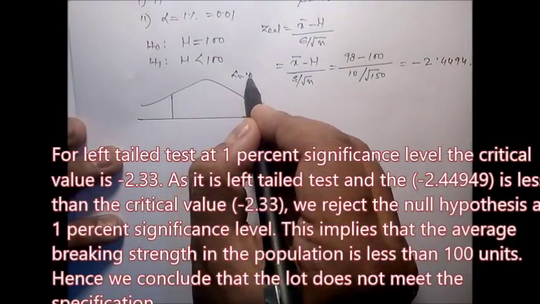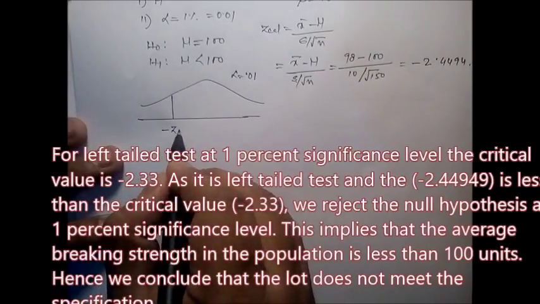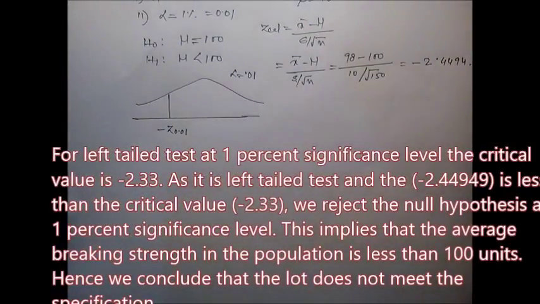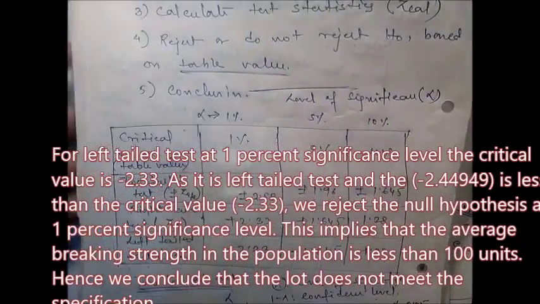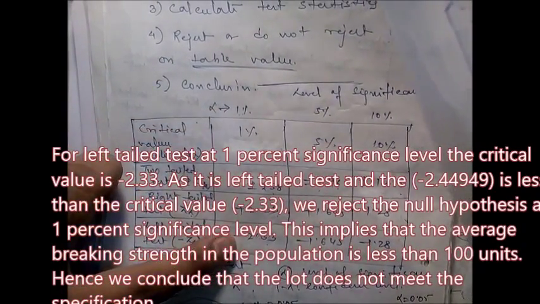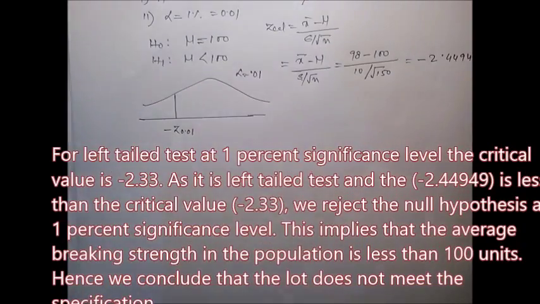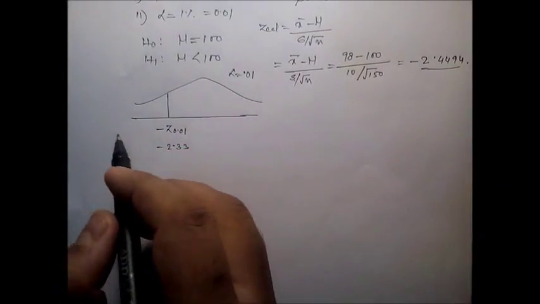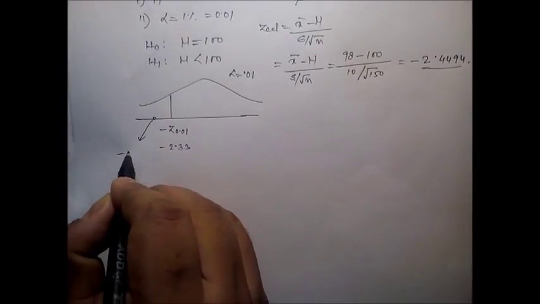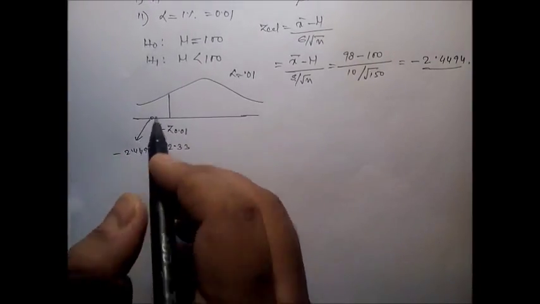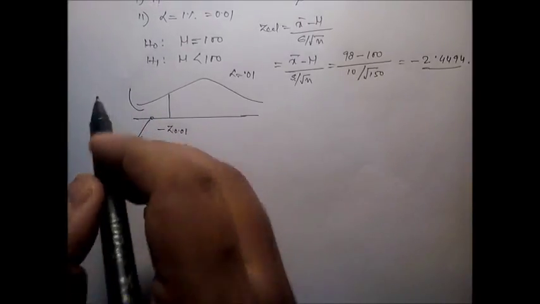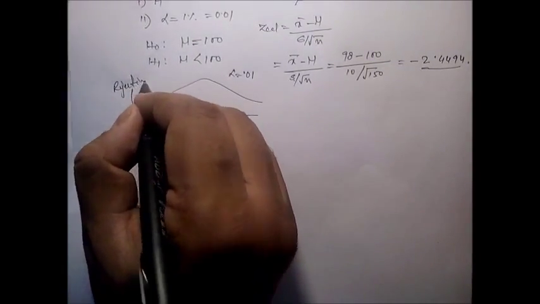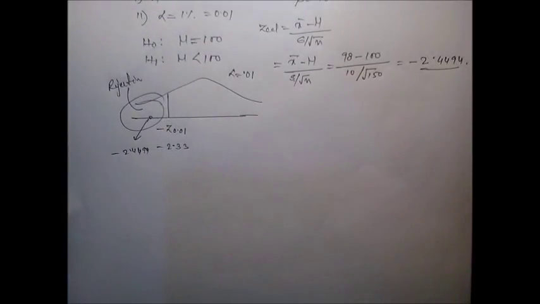Okay, since it is a left tail test and alpha is equal to 0.01, so minus z 0.01, so you have to see the table value. If it is 1% and left tail, the critical value is minus 2.33, and your calculated value is minus 2.4494, which is somewhere here. So this is the rejection region. Reject the null hypothesis means the lot doesn't meet the specification at 1% significance level. Clear?